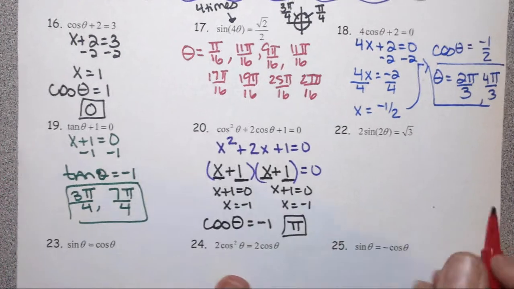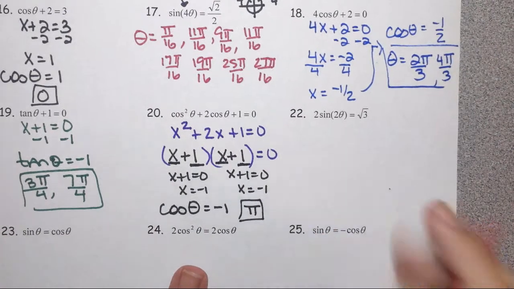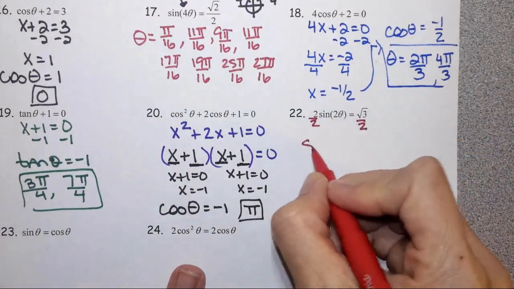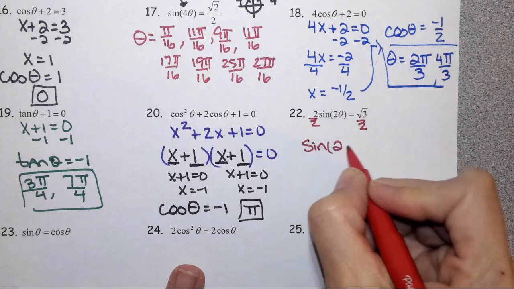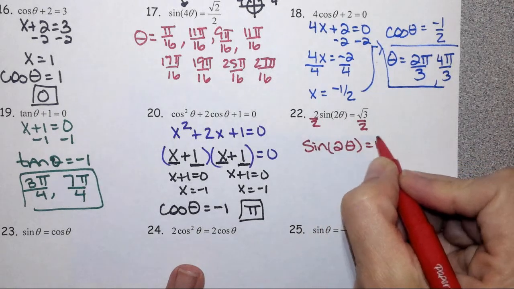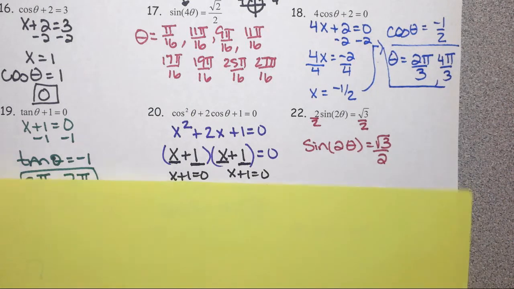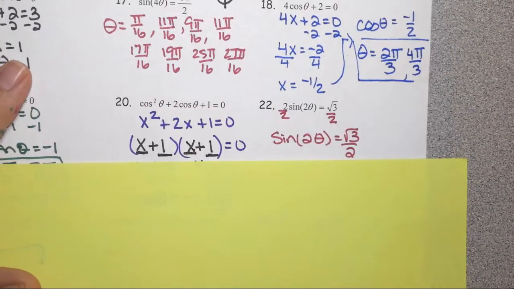All right, 22. On 22, the first thing you need to do is divide by 2. And you get sine 2 theta equals root 3 over 2. All right, well, this is another problem where we're going to go around the circle more than once. I'm going to pull out my scratch paper again.